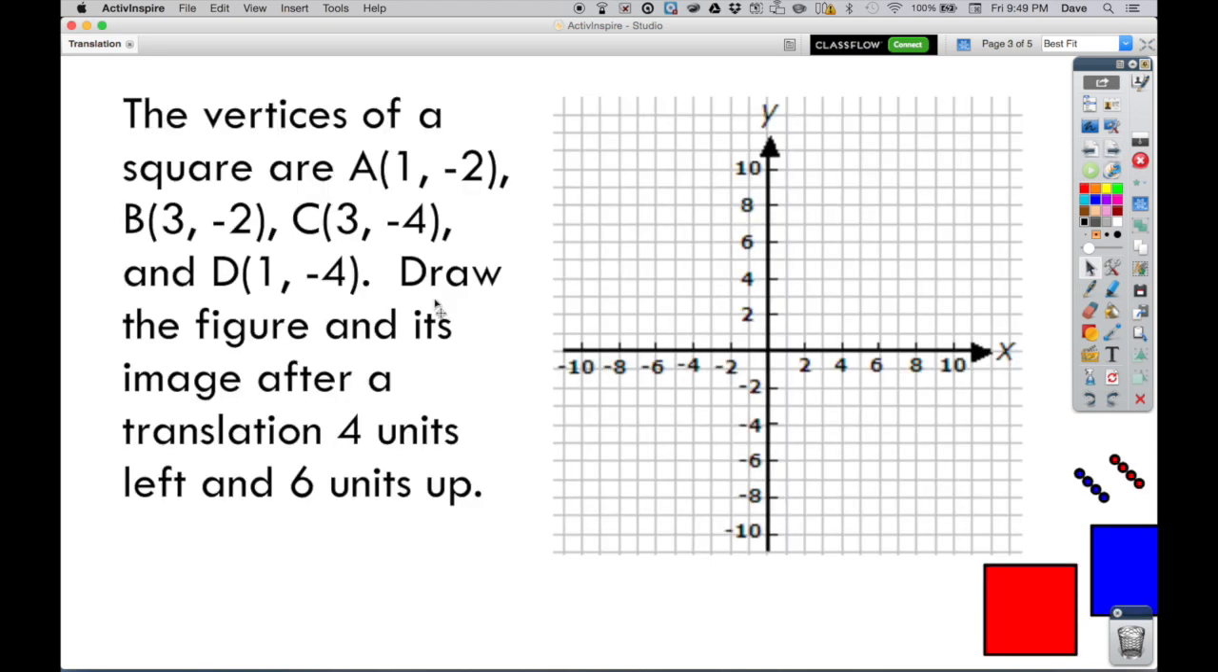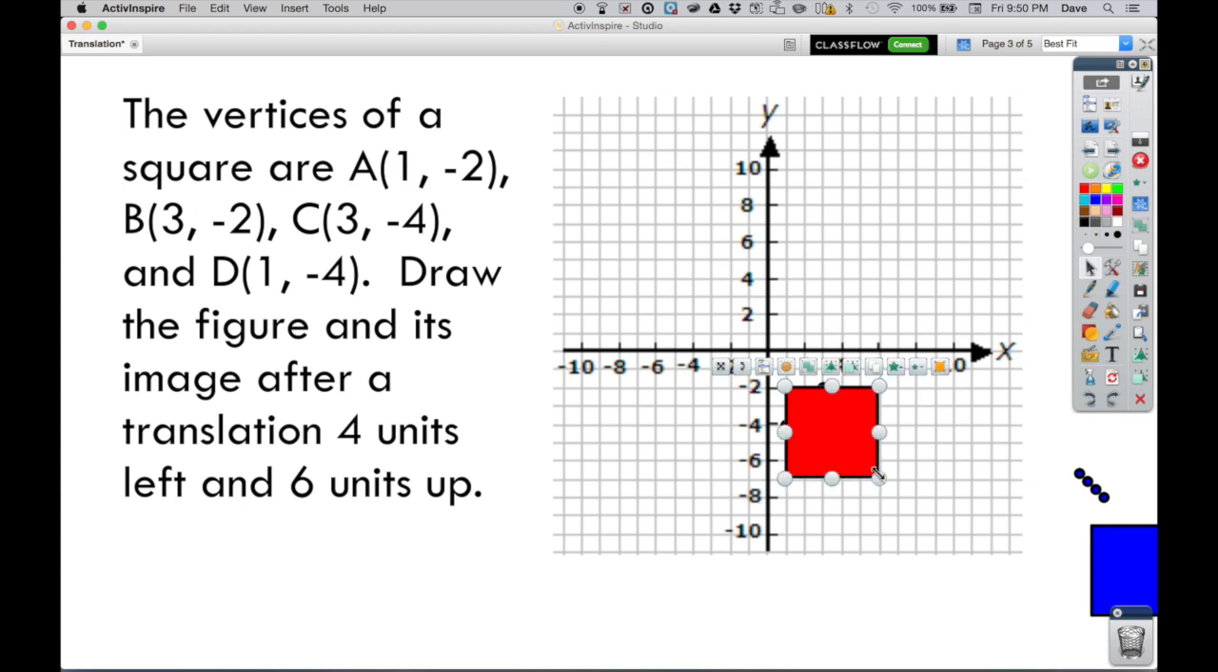The vertices of a square are point A, 1, negative 2, and I'm going to go ahead and place these. So 1, negative 2, there's A. B is 3, negative 2, so across to 3, down to negative 2. C is 3, negative 4. And D is 1, negative 4, so across to 1, down to negative 4. And so you can see our square there. This is the original shape. Some books refer to it as the pre-image.